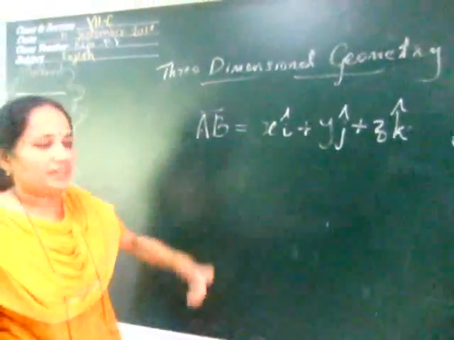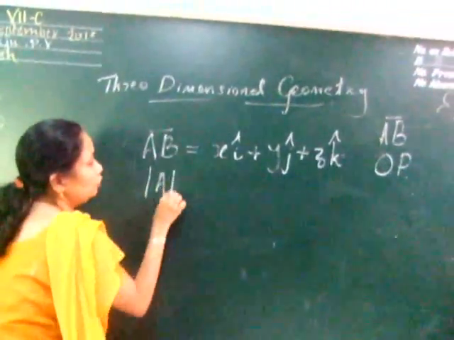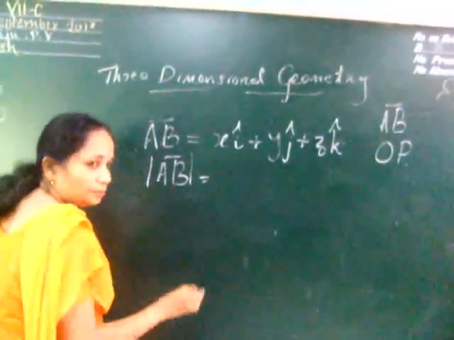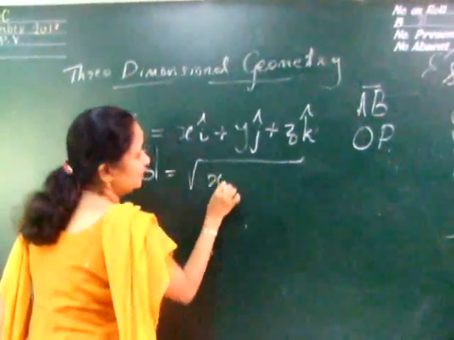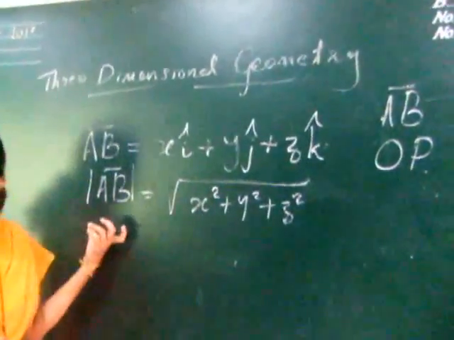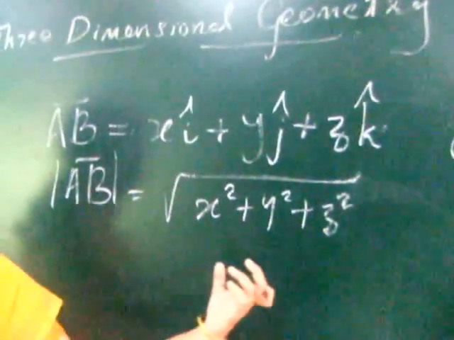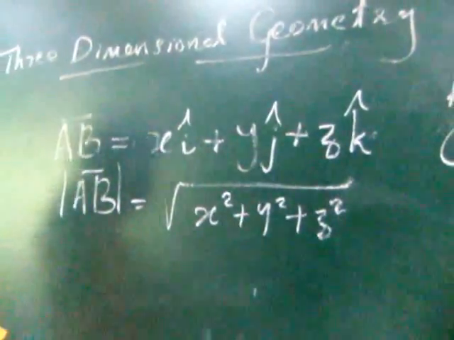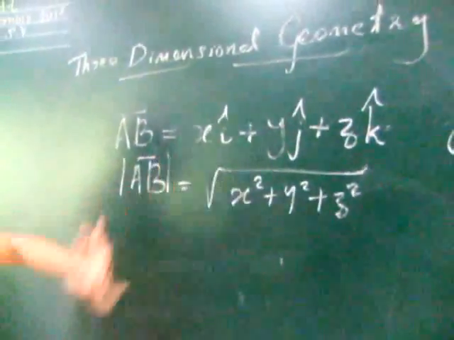So this is about the vector. Now what is the magnitude of the vector AB? In the previous chapter there is a formula, that is x squared plus y squared plus z squared. So magnitude of vector AB is root of x squared plus y squared plus z squared. So this is about the vector.